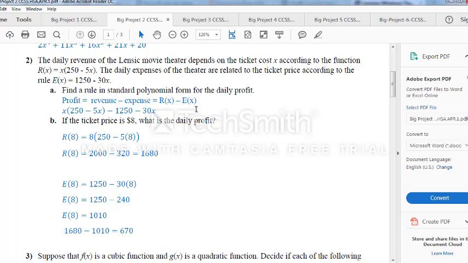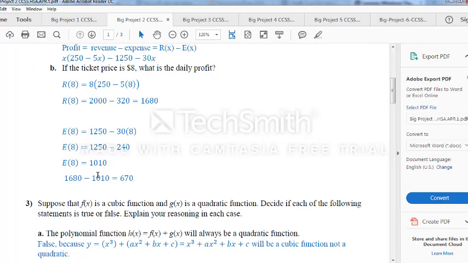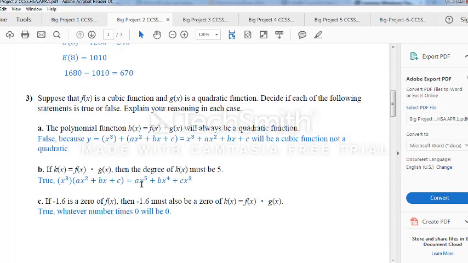What if the ticket price is $8? What will happen? Do we have a daily profit? What is our daily profit? We just put 8 instead of x over here, and we can find the answer. So the daily profit is $670 or baht.